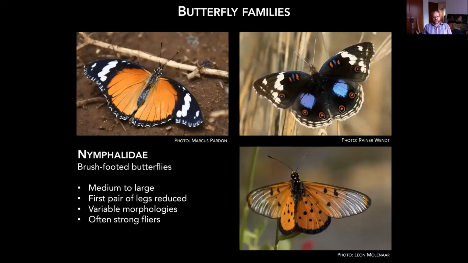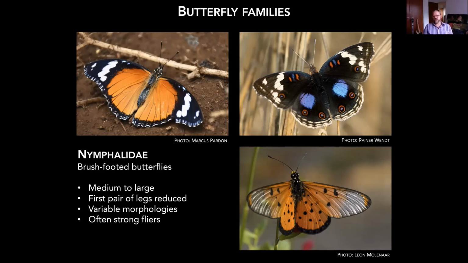And the final group I'm going to talk about is the nymphalids, or the brush-footed butterflies. This is a very diverse, large group. They're medium-sized to large butterflies. And if you look up very close, you can't see it in this picture, but if you look up close, the first pair of legs is highly reduced. So often you think they only have 4 legs, but in reality, the first pair of legs is kind of hiding away close to the head.